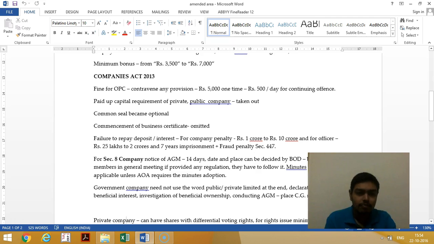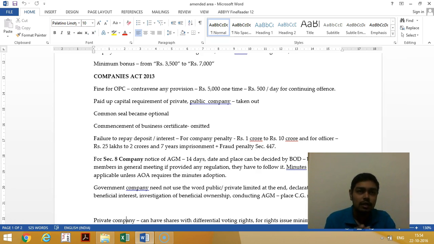What are the amendments? In case a person contravenes the provisions of a one person company, the fine is 5,000 rupees one time and 500 rupees per day for a continuing offence. Then the next amendment: they have withdrawn the paid up capital requirements. The 1 lakh rupees and 5 lakh rupees paid up capital requirements have been withdrawn, so a private limited company need not have minimum 1 lakh rupees and a public limited company need not have 5 lakh rupees paid up capital.